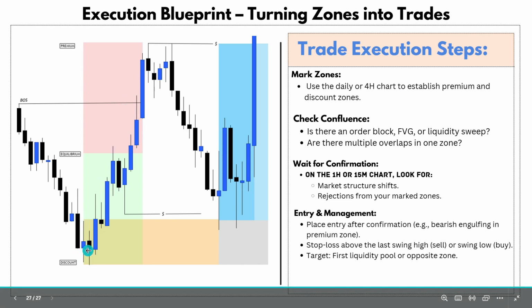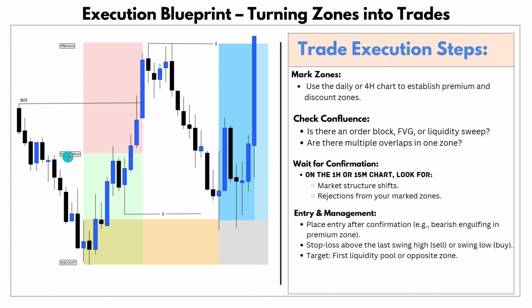Price pushed down lower and gave us this old low. So from this old low to this old high is our range. We'll start from this old low. This is our discount. This old high, this is our premium zone. And right at that 50% is our equilibrium. Then we'll check for confluences.